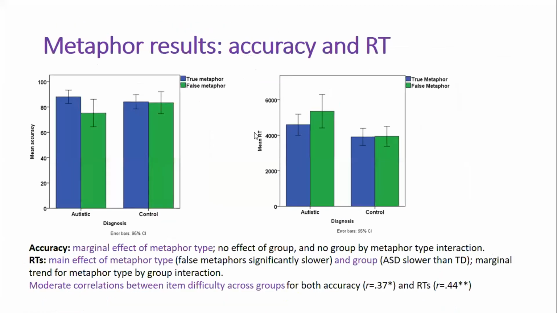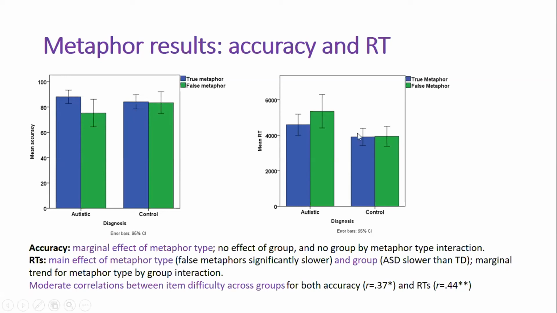And if you look at the metaphor results, it looks like, in the autistic group, there's a difference between true and false metaphors, and it looks like a different pattern than in the control group, but actually this was not statistically significant. So basically, accuracy was statistically exactly the same in both groups.